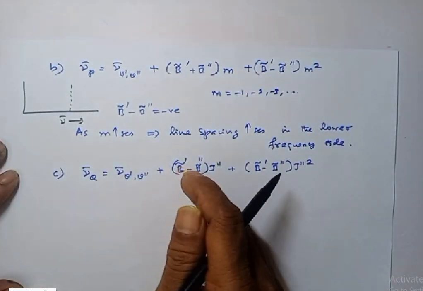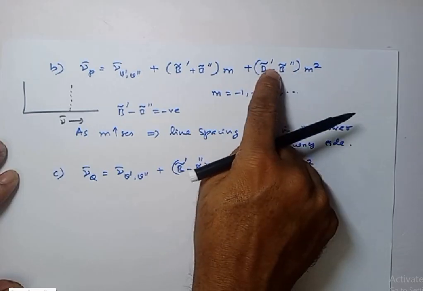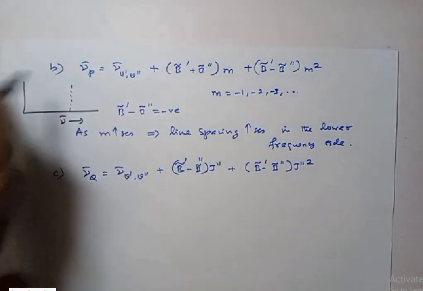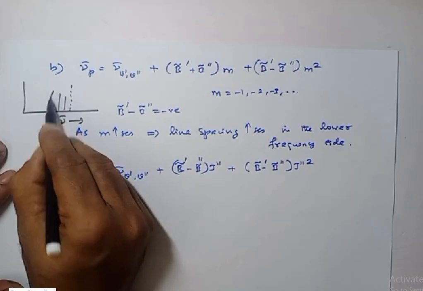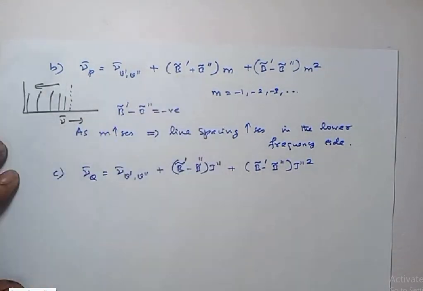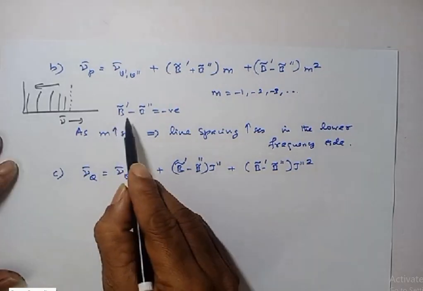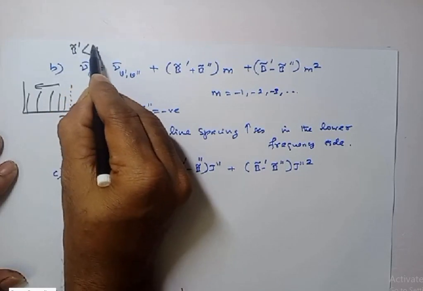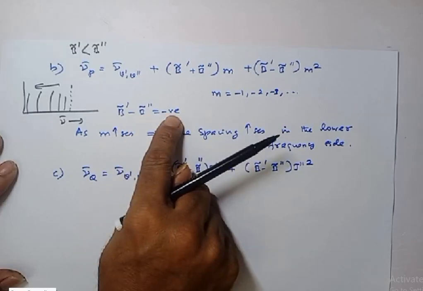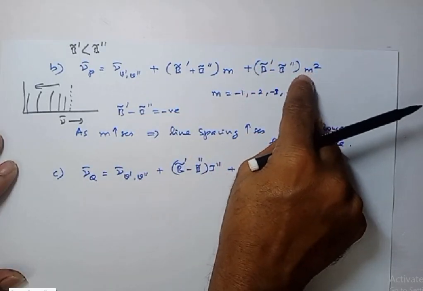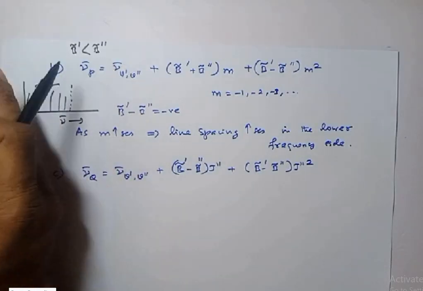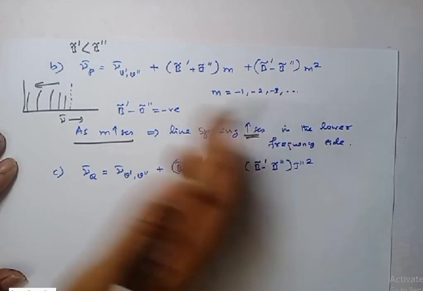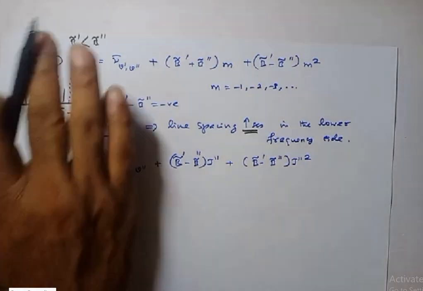As m increases, since this is negative, what will happen? The P branch line starts to appear at very low frequency. So the gap increases, and it goes like this. Don't forget, if B prime is less than B double prime, then B prime minus B double prime is negative. If this is negative, as m increases, the gap between adjacent lines in P branch increases. So as m increases, line spacing increases in the lower frequency side. This is for P branch.